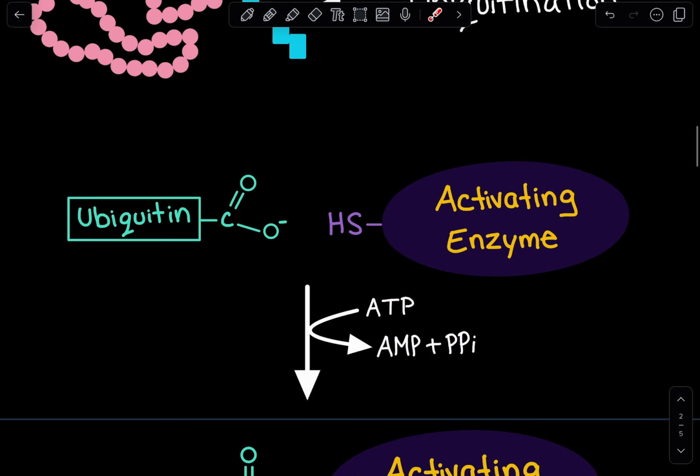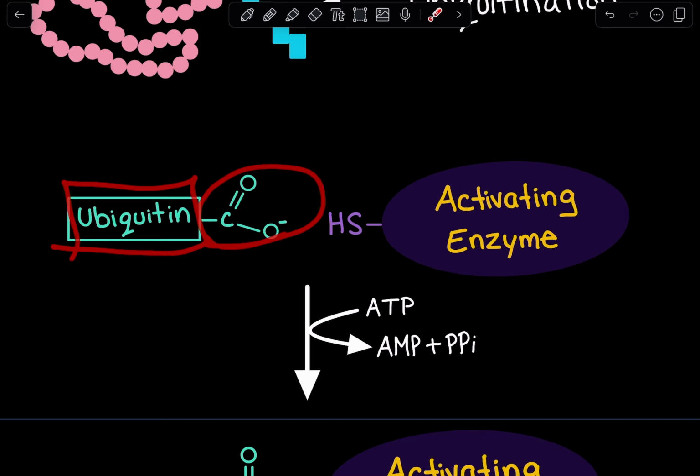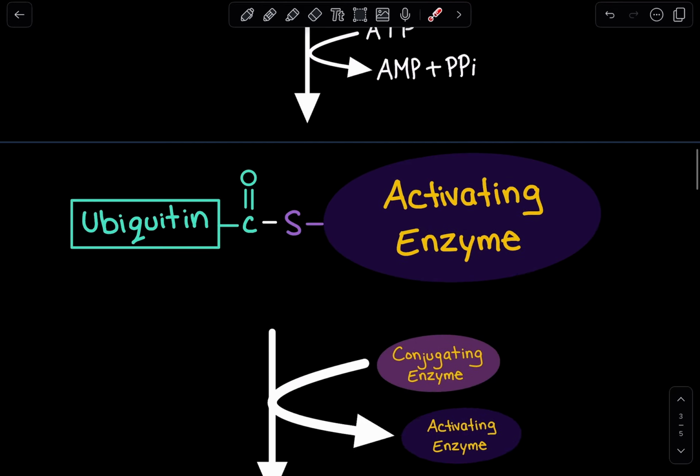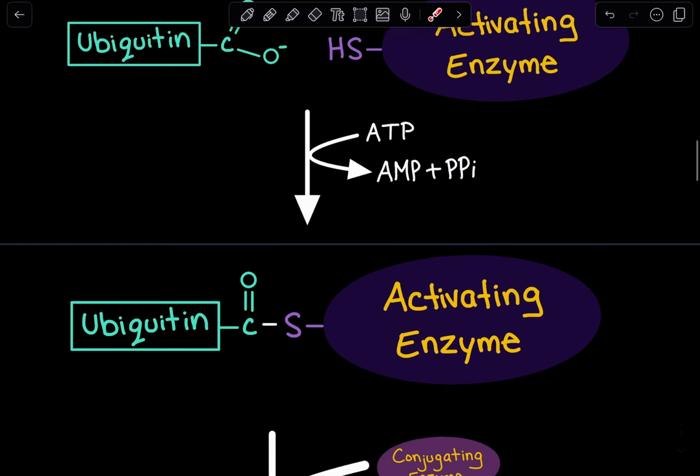Now, taking a look at the mechanism, activating enzyme comes in first. Now, this activating enzyme has this sulfur group, which is going to interact with the carboxylic group of our ubiquitin protein. This forms a thioester linkage. And the process of forming that thioester linkage requires ATP. And it actually requires 2 ATP equivalents because we are converting into AMP and pyrophosphate.